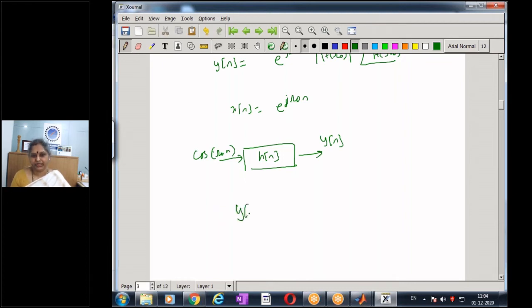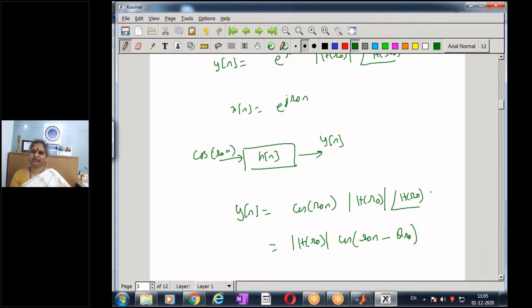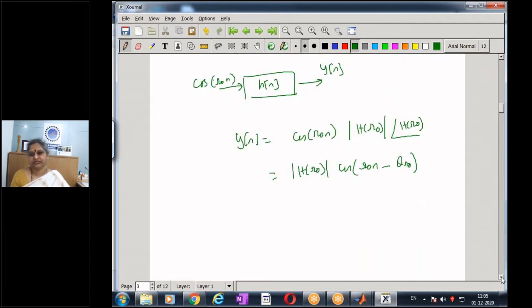So my output y of n in this case is going to be cos omega naught n, multiplied by the magnitude of H of omega at omega equal to omega naught, and with the angle of H of omega at omega equal to omega naught. This results in some change in magnitude and cos of omega naught n minus theta of omega naught. If I call the angle at omega equal to omega naught theta of omega naught, I am going to have the cosine function with a change in amplitude and a phase delay.